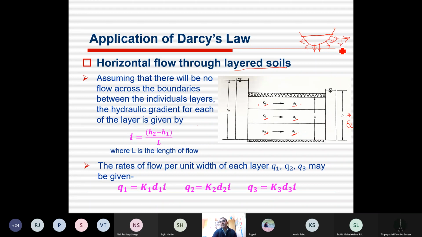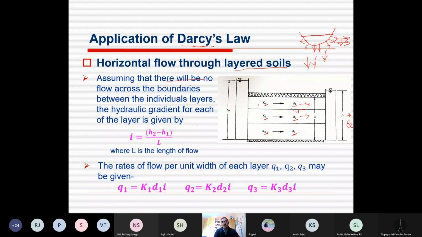So we need to find out how much is moving this way and what amount is going down vertically. The simple idea is that horizontal flow through layered soils cannot be accomplished by using Darcy's law directly. So assume there is no flow across the boundaries. Suppose it is a layered soil: the water is passing through these layers only, but it is not going from one layer to another. Across the boundaries, water is not flowing.